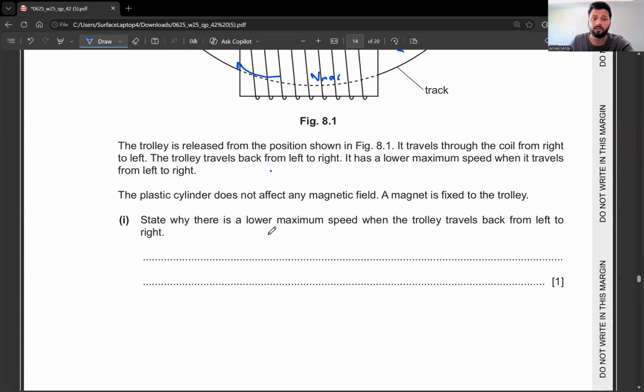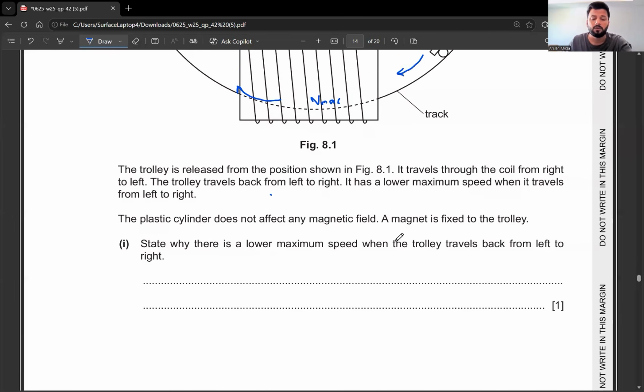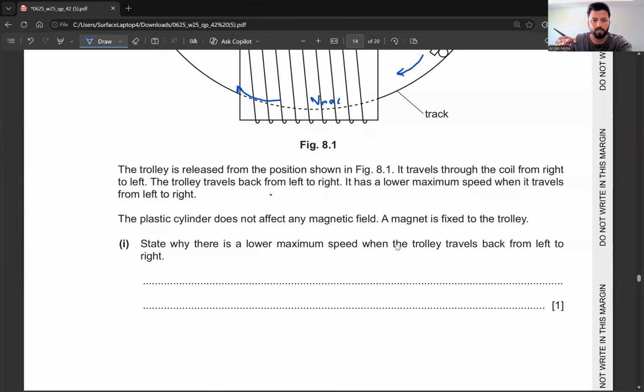State why there is a lower maximum speed when the trolley travels back from the right. When the trolley travels back from the right, what happened? Friction between trolley and track. Also, the induced current will be produced, and the direction of current will be changed. That is opposed. You heard about Lenz's law; that is the same thing. So you can just write friction between the trolley and track. This is the easy way.